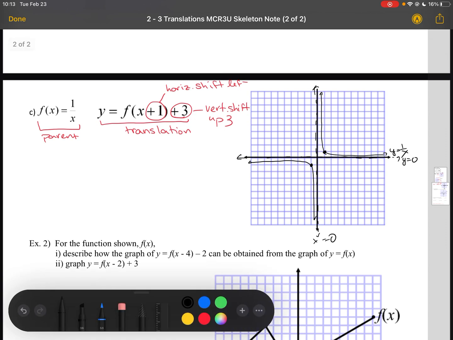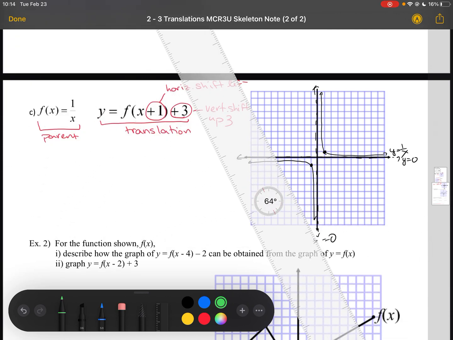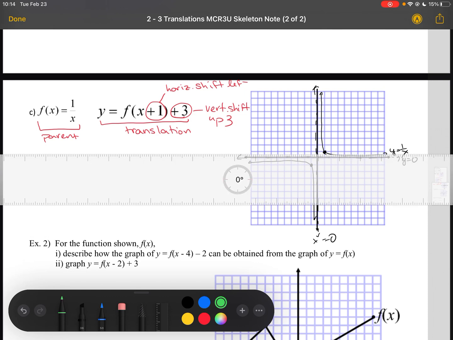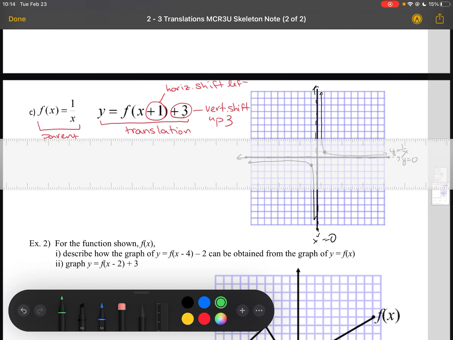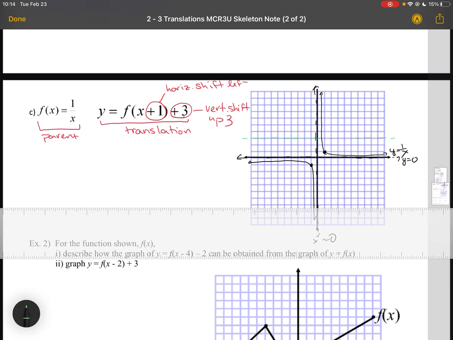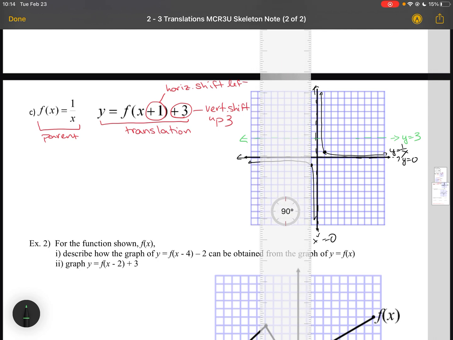So let's do the asymptotes first. I'll do them in green. So what that means is that my horizontal asymptote, which is here, y equals 0, is going to go up 3 spots. So 1, 2, 3. And then I've got a new location for my asymptote. I've now got y equals 3. And my horizontal shift means that my vertical asymptote is just going to go left by 1.